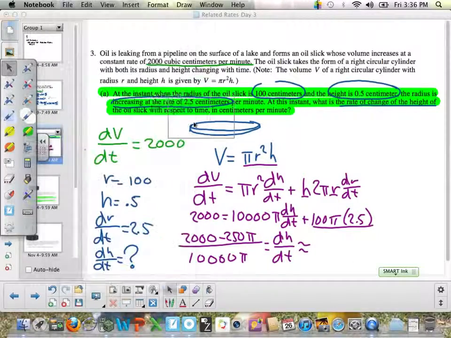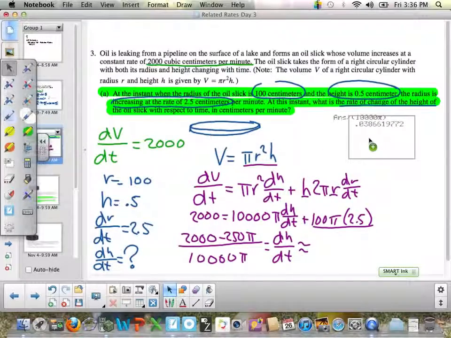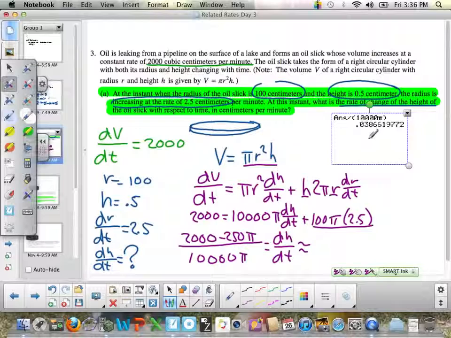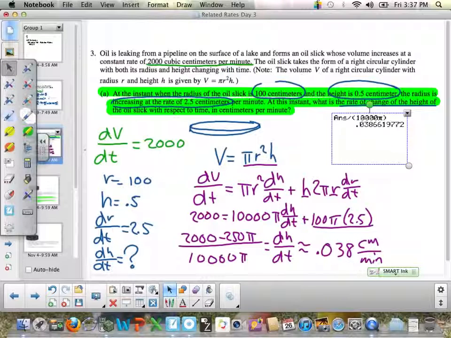And we can see the height is increasing at a rate of 0.038 or 0.039 centimeters per minute. All right.